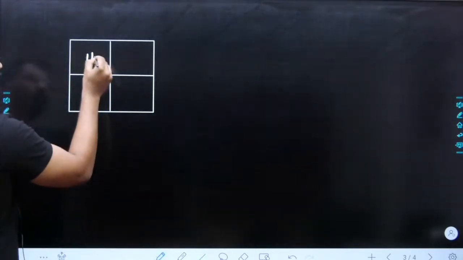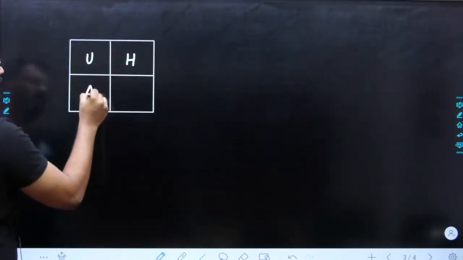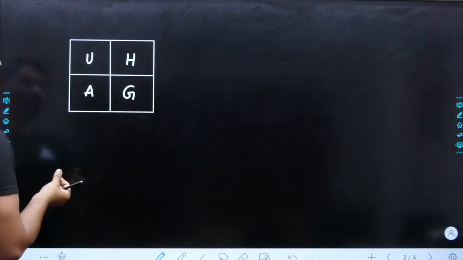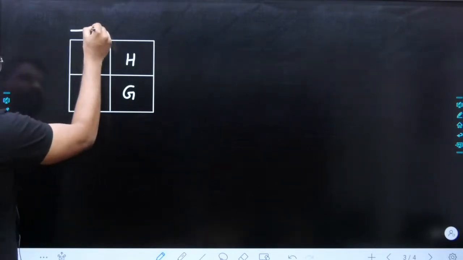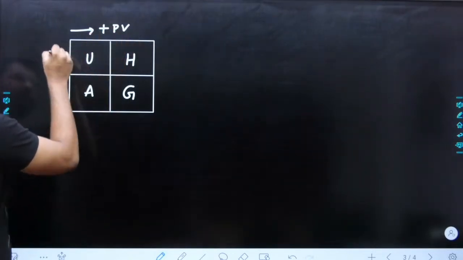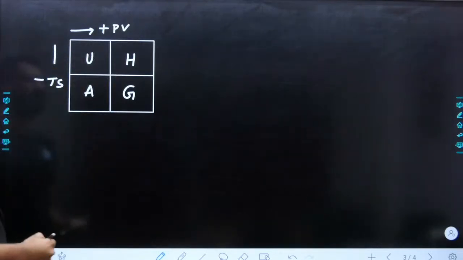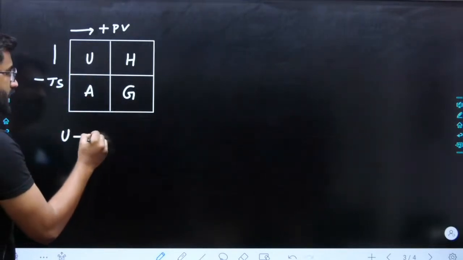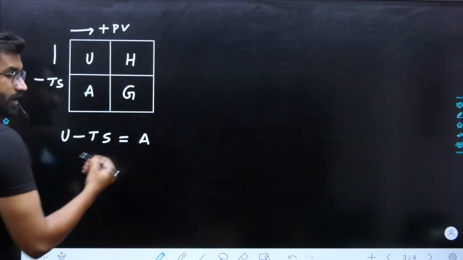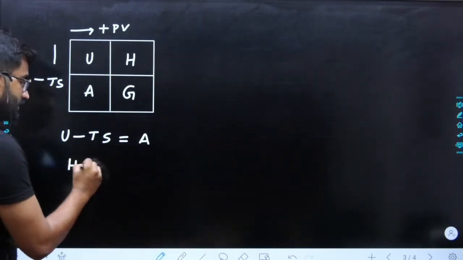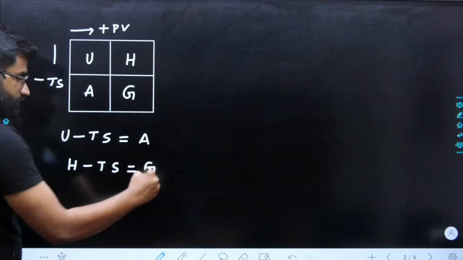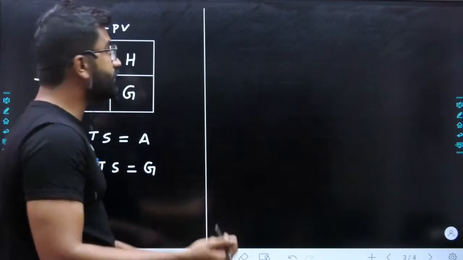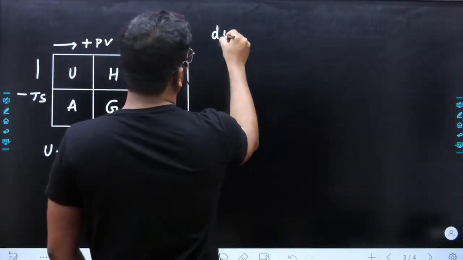Okay, U plus PV H, A plus PV G है ना. This direction it is always plus PV, this direction it is always minus TS. So U plus PV is H, A plus PV is G. U minus TS is A, Helmholtz free energy, H minus TS is G. So we don't have time for physical significance because already मैंने 2-3 बार sessions में बताया है. So important is 4 equations are important.